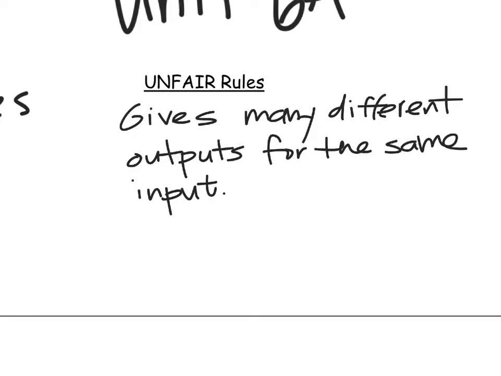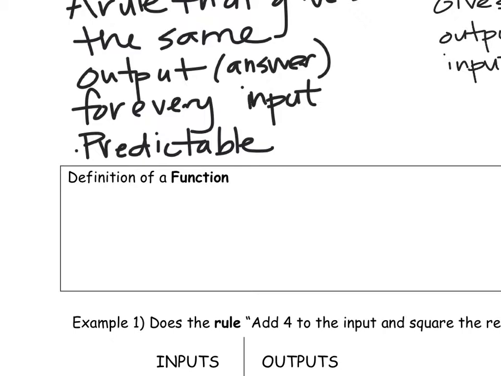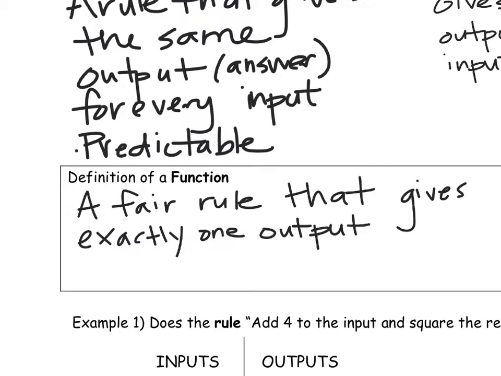Fair and unfair is just an intro into what we're really talking about, and that is what a function is. A function is a fair rule that gives exactly one output for each input. We'll do some examples to try to explain this when we start talking about numbers with functions.